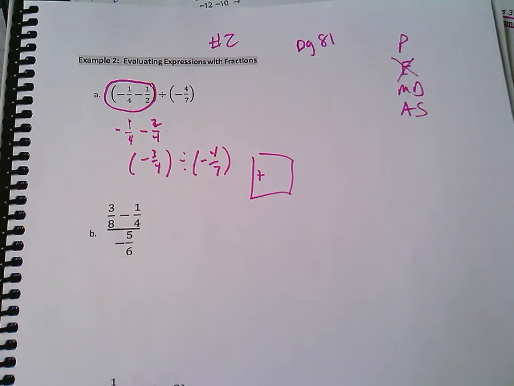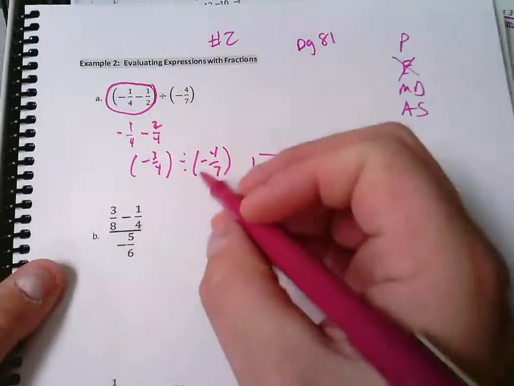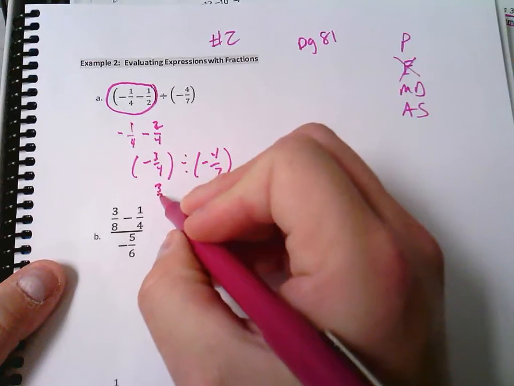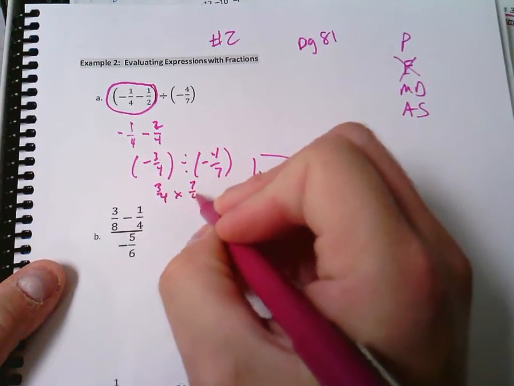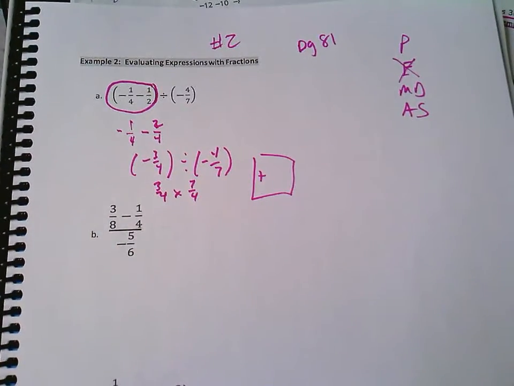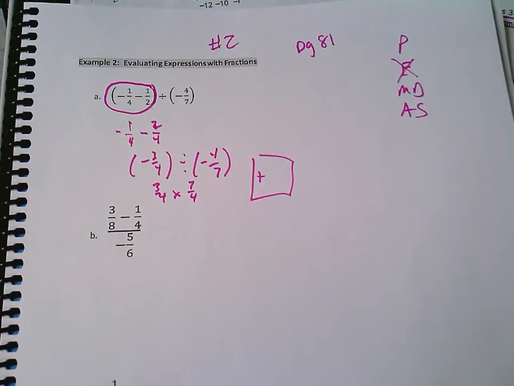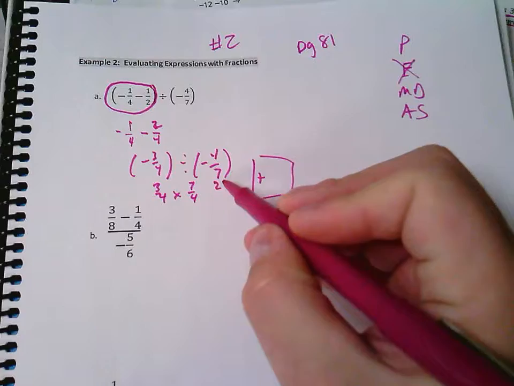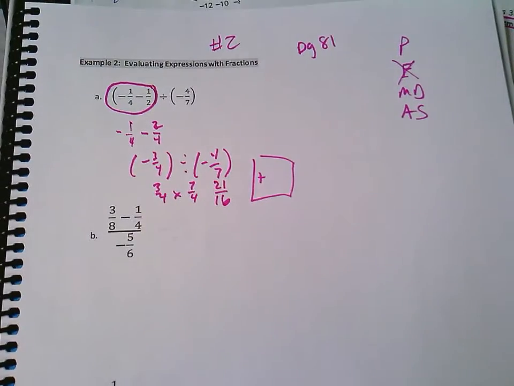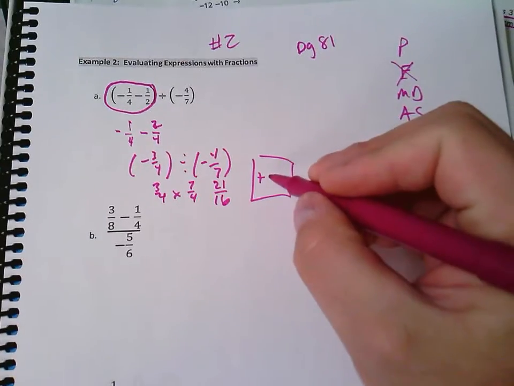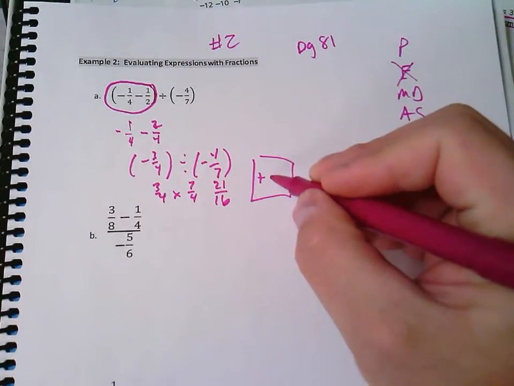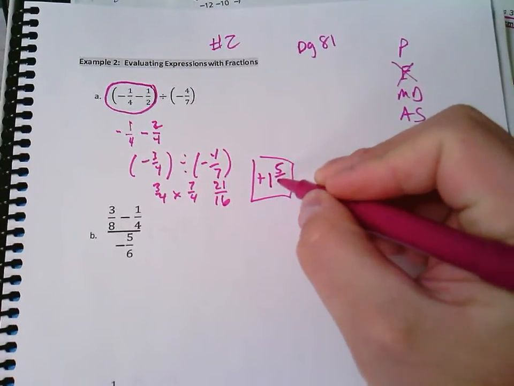Now, I'm going to do this one by hand. So we're going to keep change flip. So we're going to go 3/4 times 7/4. Notice I took the negatives out, because when I know that that's going to be a positive, then I can just do the operations. Across the top, 21. Across the bottom, 16. All right. So then we take 21/16, and we got to make it improper or make it mixed. So 16 goes into 21 once with 5 left over, 5/16.